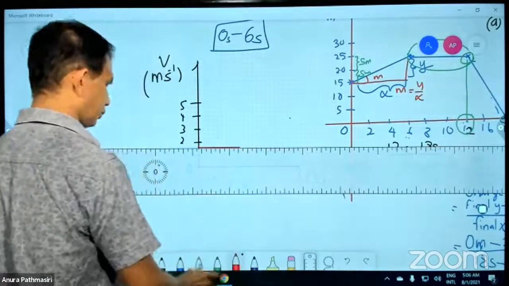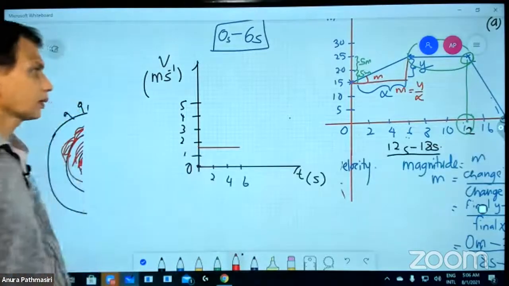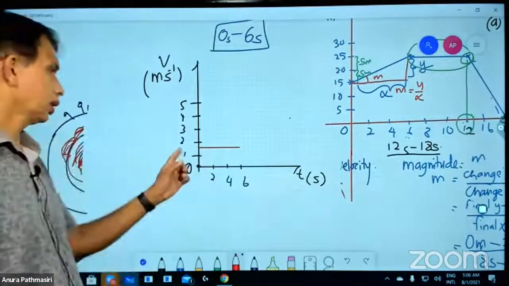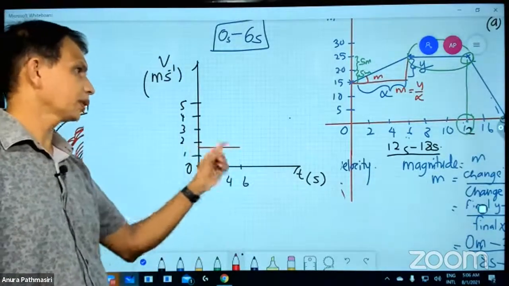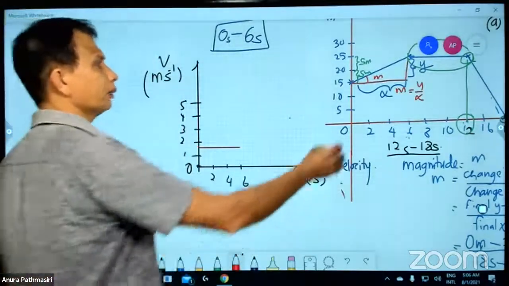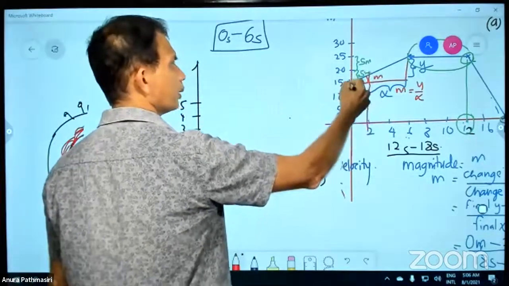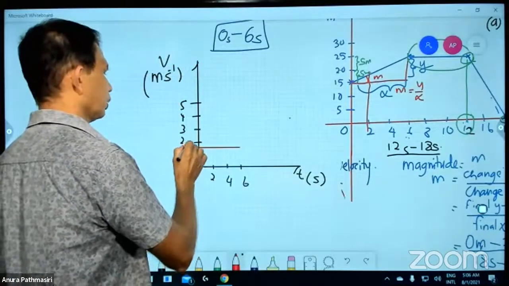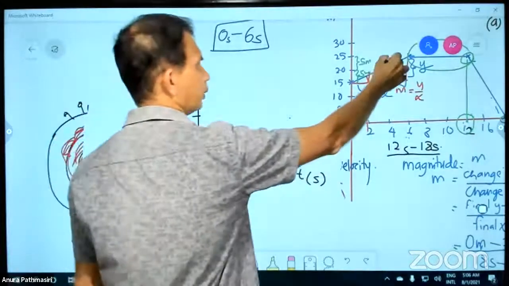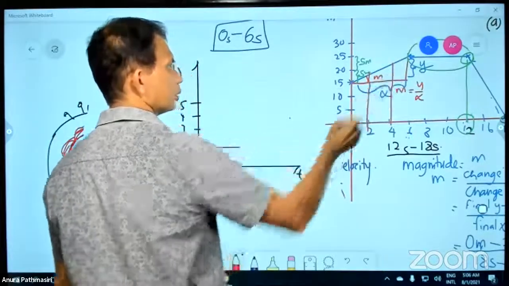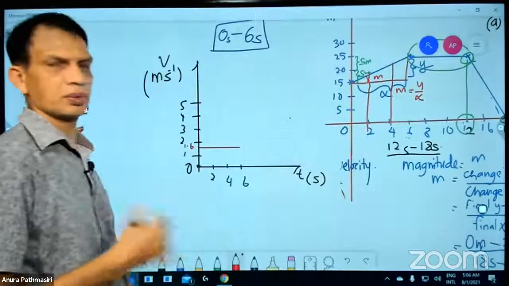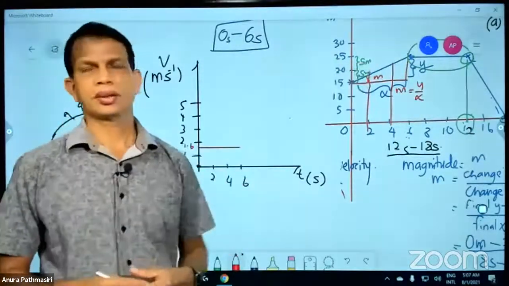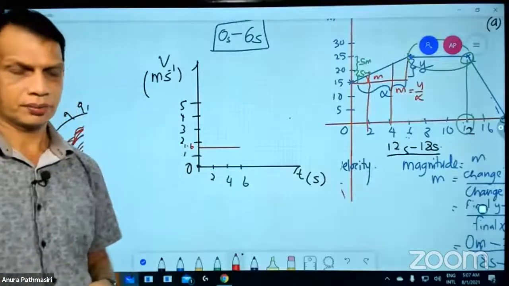So the particular graph, the velocity time graph, is like this. It's always the constant value. Whatever time interval you consider, the value is 1.6, 1.6, 1.6. So this is constant velocity.